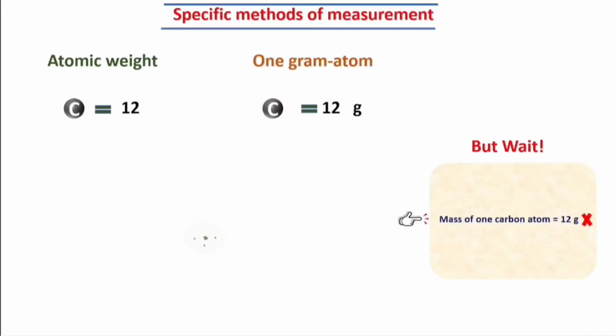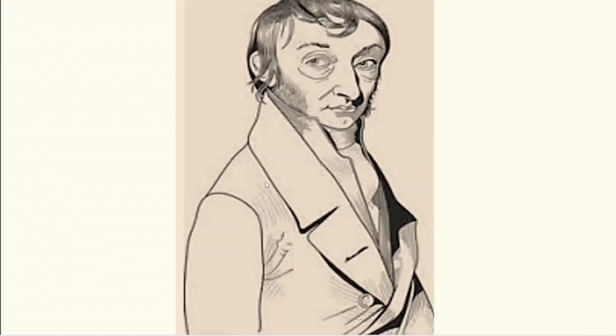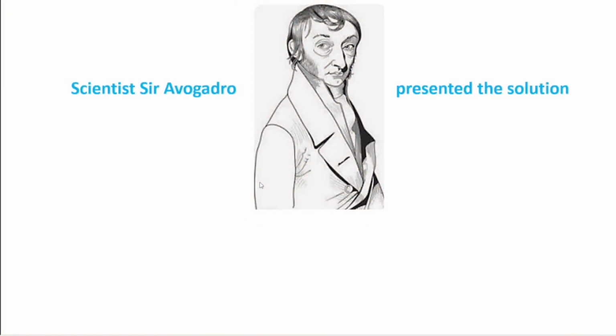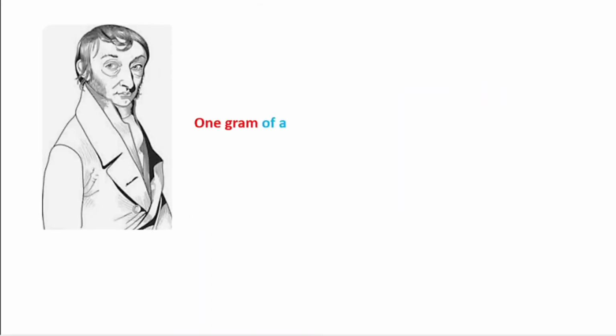An atom is such a tiny particle that we cannot see it or touch it. So it is quite difficult to measure a single atom. But scientist Sir Avogadro solved this problem. Sir Avogadro proved that 1 gram atom of any element or compound holds 6.023 × 10^23 particles. Particles means either atoms, molecules, or ions.